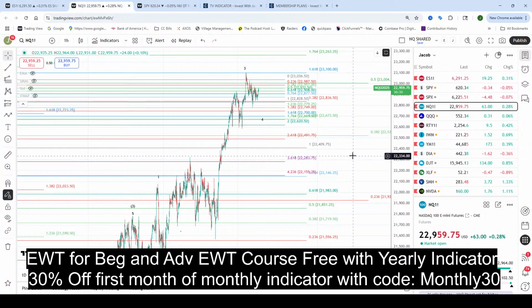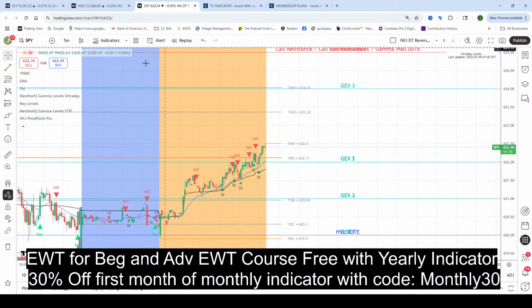Got about 7 minutes until the open. Again, if you're new here, we are trading the IWJ Pivot Point Pro indicator. It is a forward-looking price action indicator, calculates about 175 things, and is crushing the market. If you rewind the video just a little bit, you'll see the results we have over the last 18 months. They're astounding. It has been an absolute crusher if you understand the market and follow the rules.